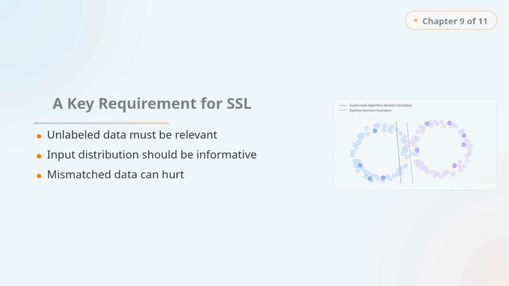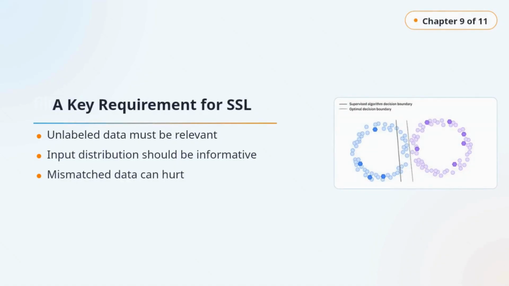Semi-supervised learning does not mean any unlabeled data will help. The unlabeled examples must be relevant to the task. If you are training a cat versus dog classifier, unlabeled cat and dog images can help, but random images of horses or motorcycles may not. In fact, mismatched unlabeled data can reduce performance instead of improving it.